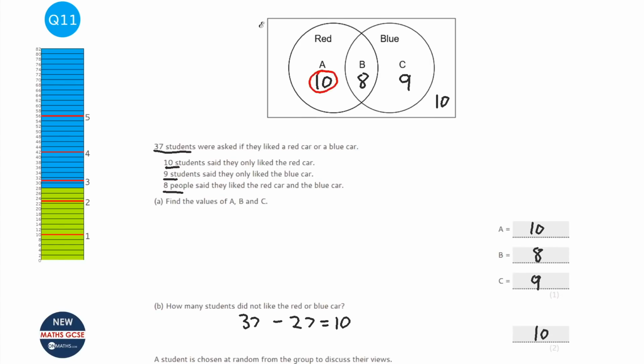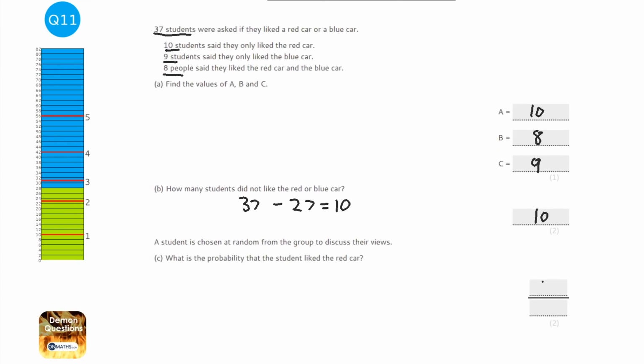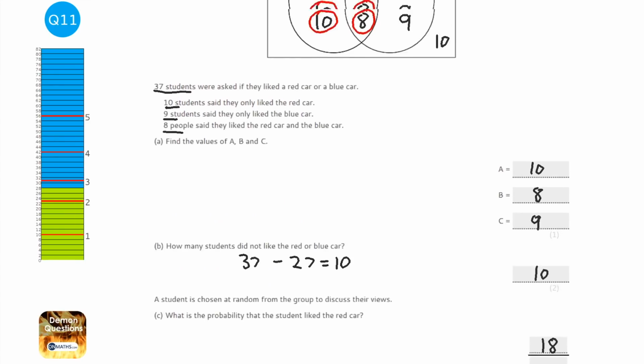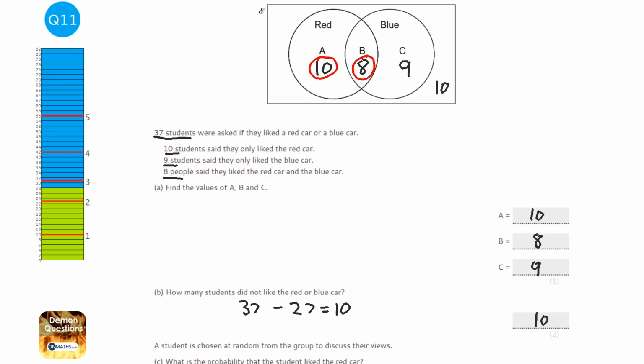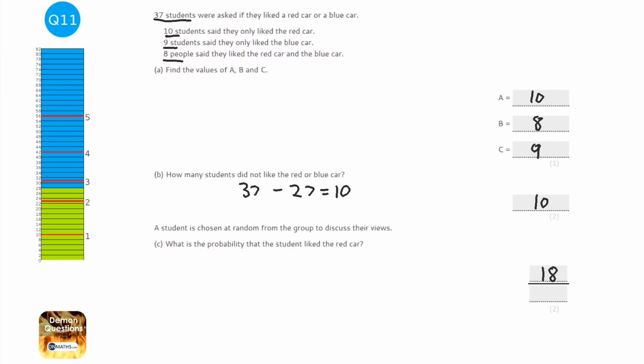There's 10 people who only like the red car, and there's 8 people who liked the red car and the blue car. So in total, that's 18 people who like the red car. Just 8 of them happen to like the blue one as well. And in total, there's 37 students. So it would be 18 over 37.